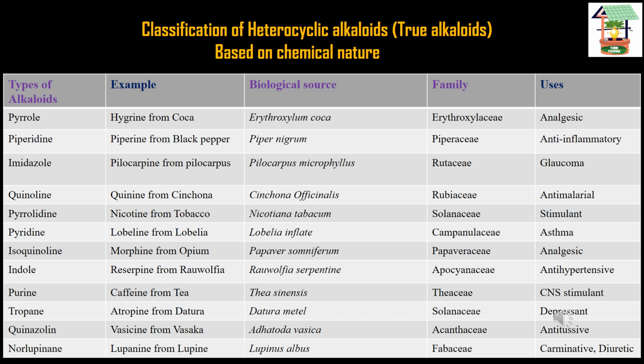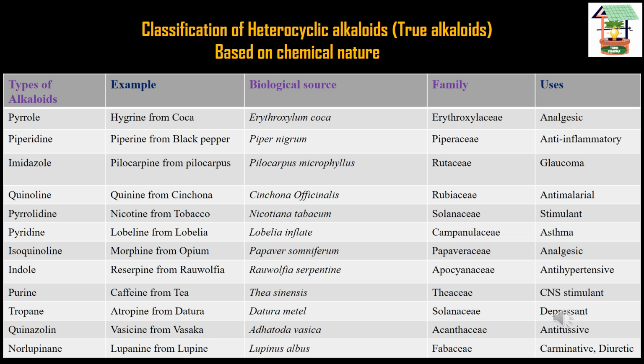So here, coming to the classification of heterocyclic alkaloids, we already know, right, the types of alkaloids like true alkaloids, pseudo alkaloids, proto alkaloids, as we have discussed in previous slides. So this is the classification of heterocyclic alkaloids, that is true alkaloids, based on their chemical nature. There are different kinds of alkaloids like pyrrole alkaloids, piperidine alkaloids, imidazole alkaloids, quinoline alkaloids, pyrrolidine alkaloids, pyridine alkaloids, isoquinoline alkaloids, indole alkaloids, purine alkaloids, tropane alkaloids, quinazoline alkaloids, norlupinane alkaloids. So these are the examples, and even the biological source and the family, uses.